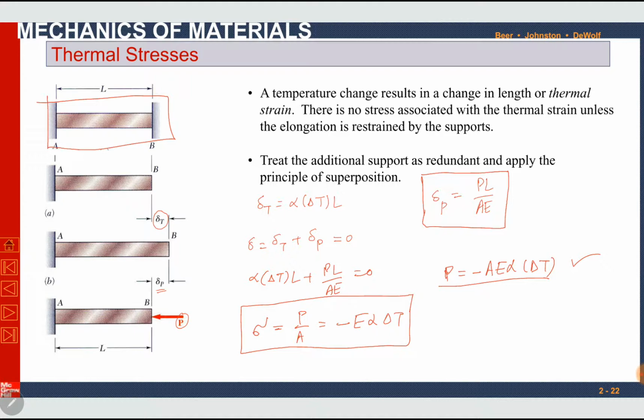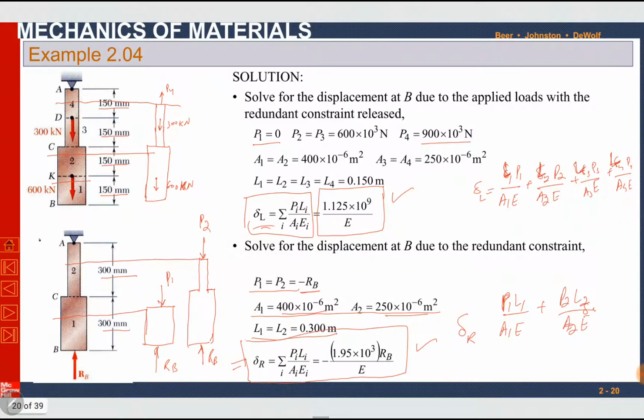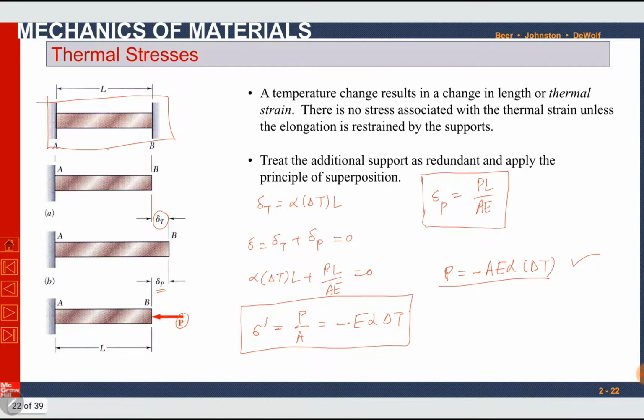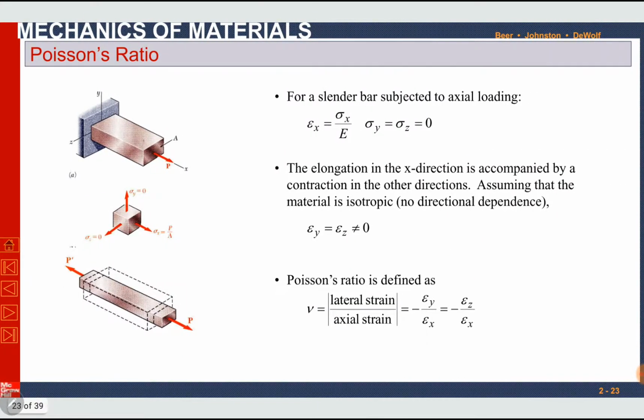This problem is very similar to the previous one, to the statically indeterminate problem. In place of applied forces of 300 and 600 kilonewton in the previous part, here we have thermal change. So the solution of both the problems will be the same. We will try to solve some problems on this topic from the exercise in our next lecture. I will move forward. Our next topic is Poisson's ratio.